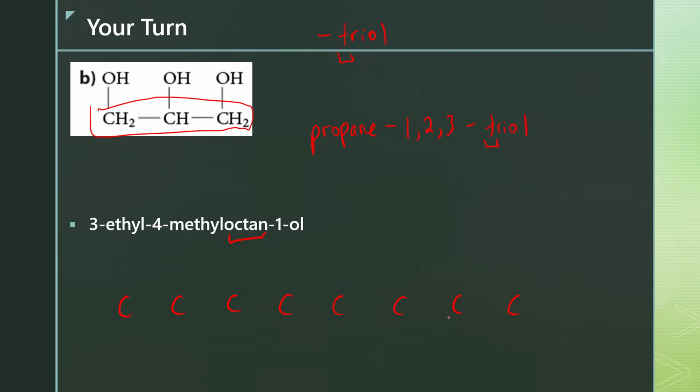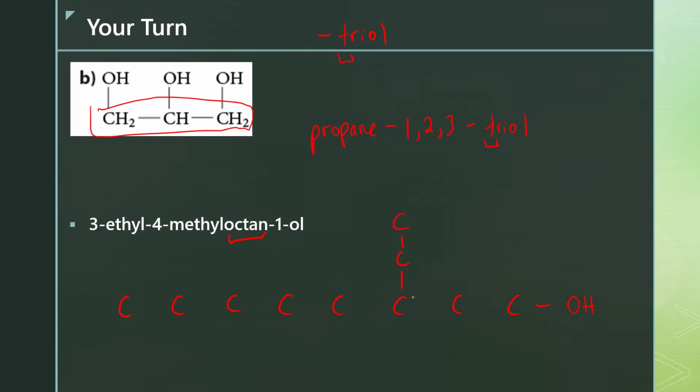Anyway, long story short, that means I'm going to stick my OH, because that's where the -ol comes in, at 1. So I'll put an OH over here. We have an ethyl at position 3, so 1, 2, 3. There's going to be an ethyl. Remember, an ethyl means 2 carbons, so we'll do a carbon, and then, you know what, just go up another carbon. Why not? You could bend it, whatever you want.